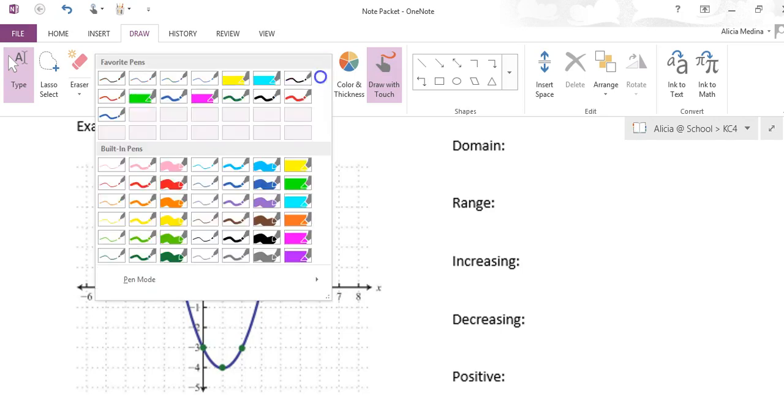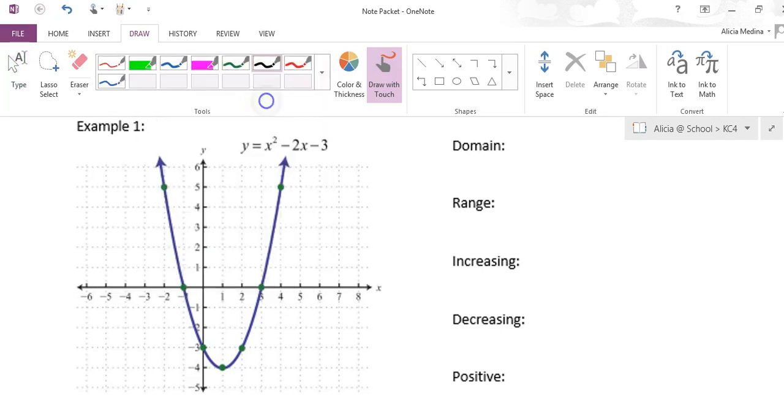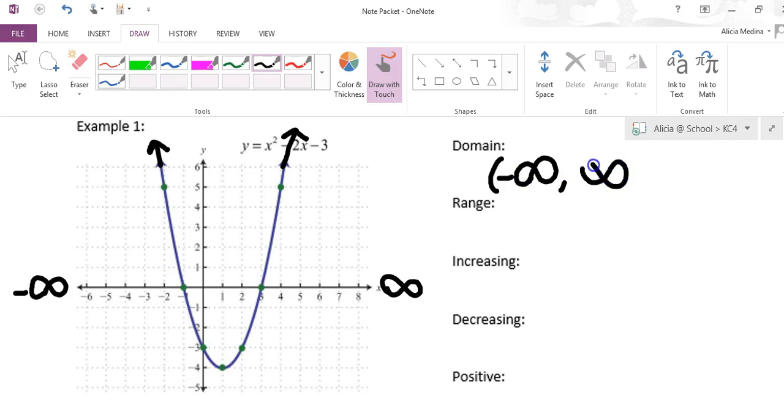So the first thing is domain. Remember, looking right above, domain is how far left, how far right does our graph go? Well, this function is going to keep going and keep going forever, which means all the way left is going to be negative infinity all the way to positive infinity. So my domain is going to be just that, negative infinity, comma, positive infinity.